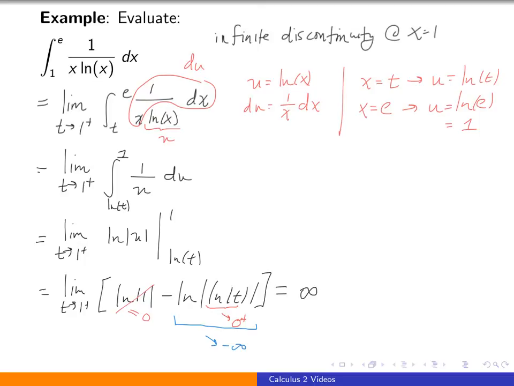So this improper integral of the first type, we would say in this case diverges. It does not approach a finite constant.